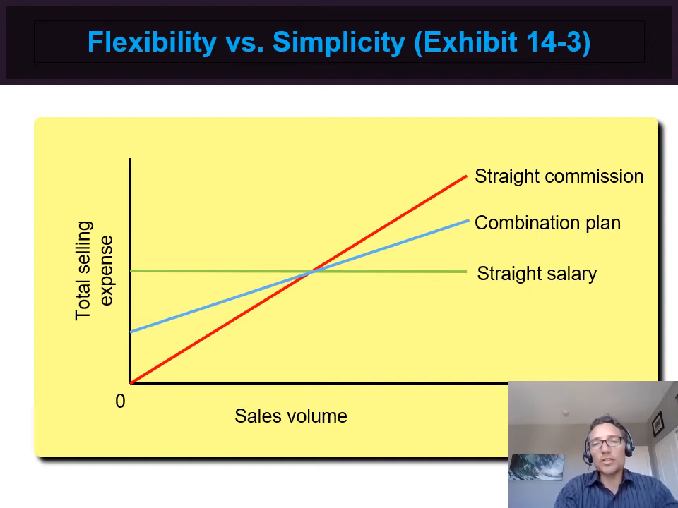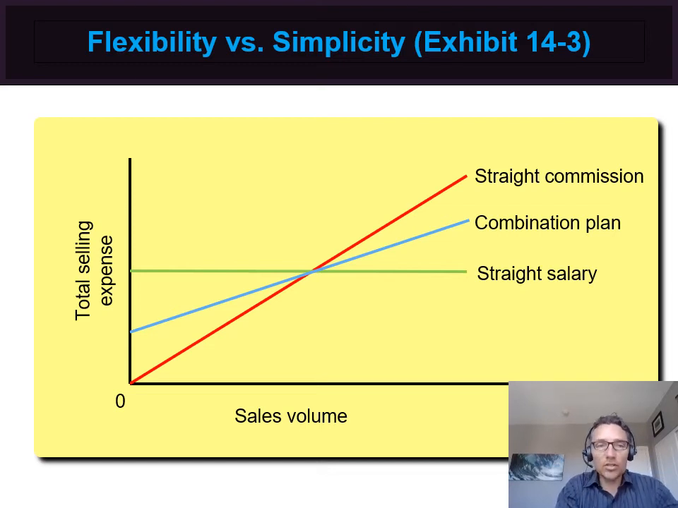So, flexibility versus simplicity. The most common way that salespeople are paid is through a combination plan. That means they have some type of baseline salary, a survival wage, and then they have a commission on top of that. Some companies pay straight commission, so you only make money if you sell a product.